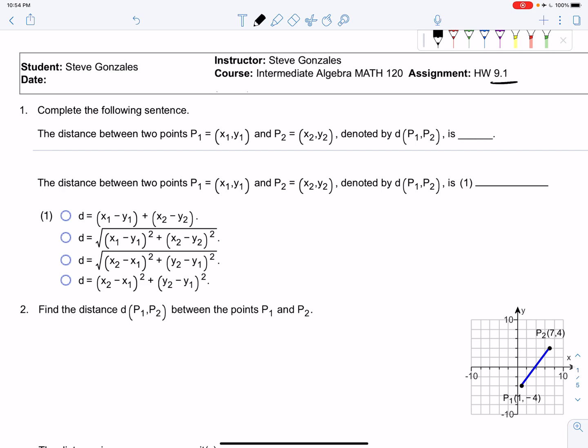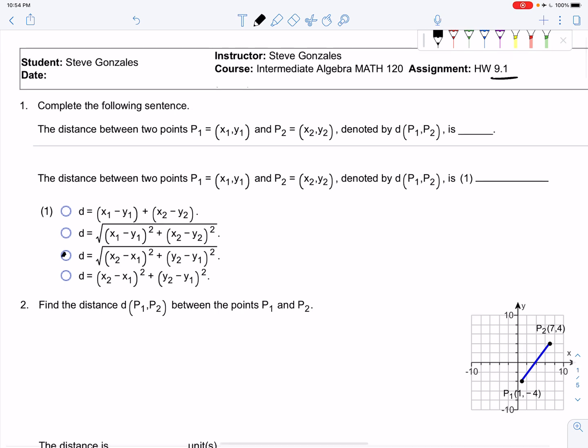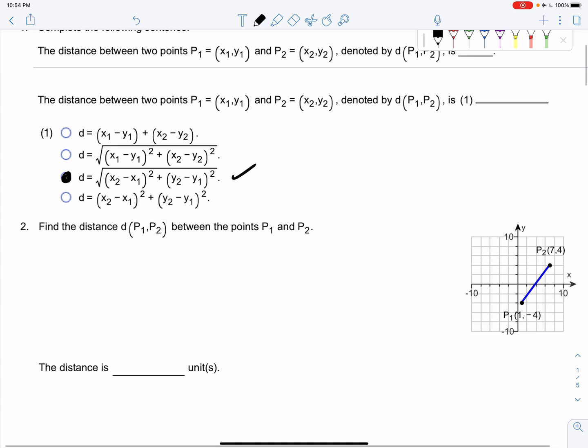okay, and so what's the formula? The formula is, let's see if I could find it, x sub 2 minus x sub 1, quantity squared, plus y sub 2 minus y sub 1, quantity squared, and the whole thing is square rooted. So this is going to be d. So the formula for the distance is right here. Okay, and that's not d. d means distance, so it's our third option. Okay, so let's see if we can implement that formula right there.